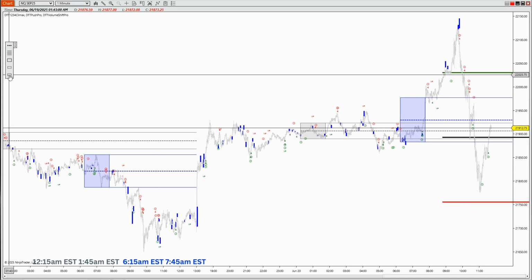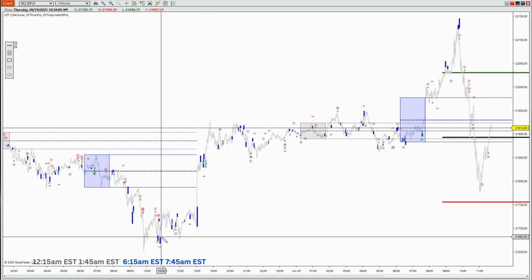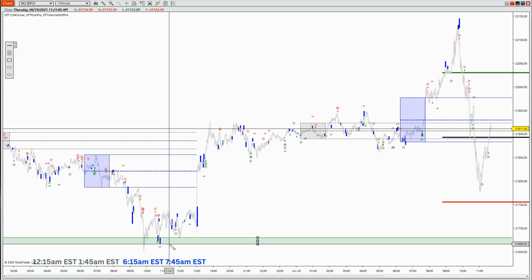All right, now in the overnight, this is what they were dealing with as far as that gap up that they did.